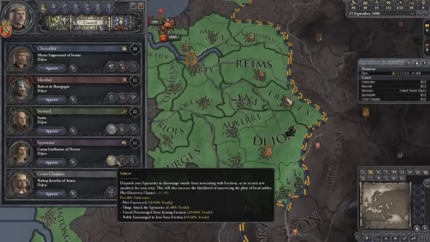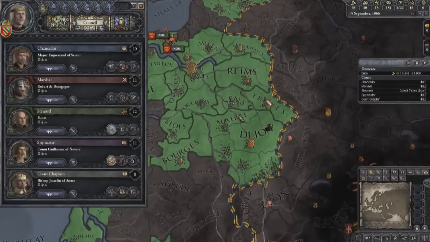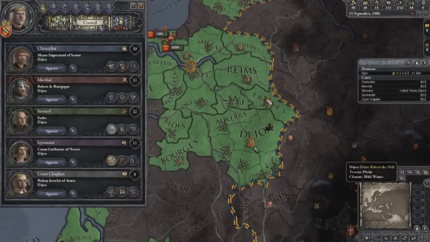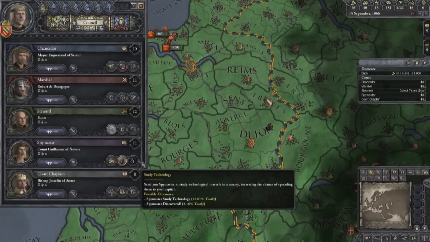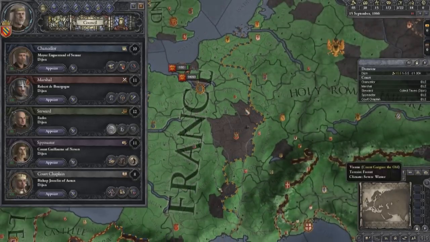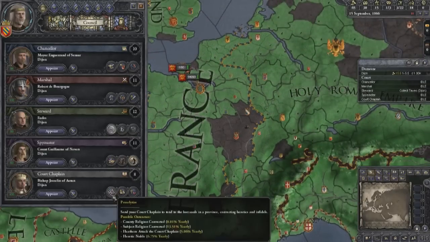Then you have your spy master, which is used for plotting. He can scheme, either to get people to join your factions or to get your vassals to leave factions. Build spy network, which is useful for plotting, and study technology from your more advanced places.